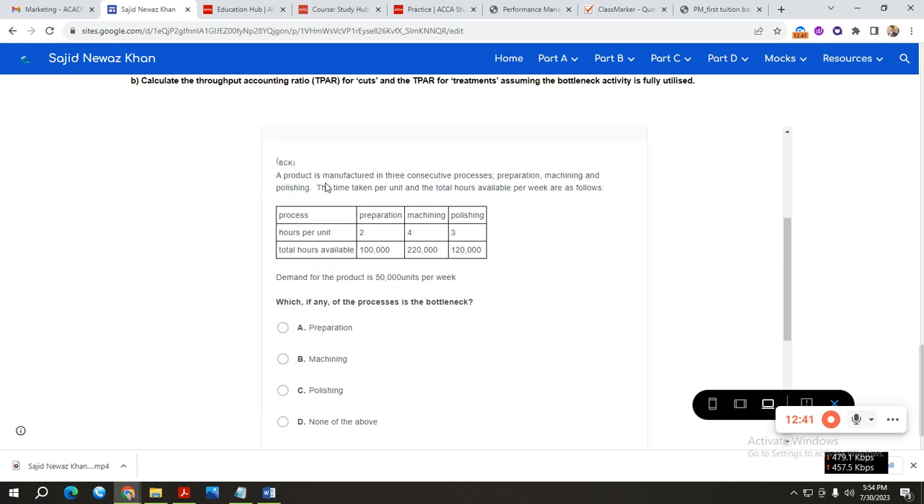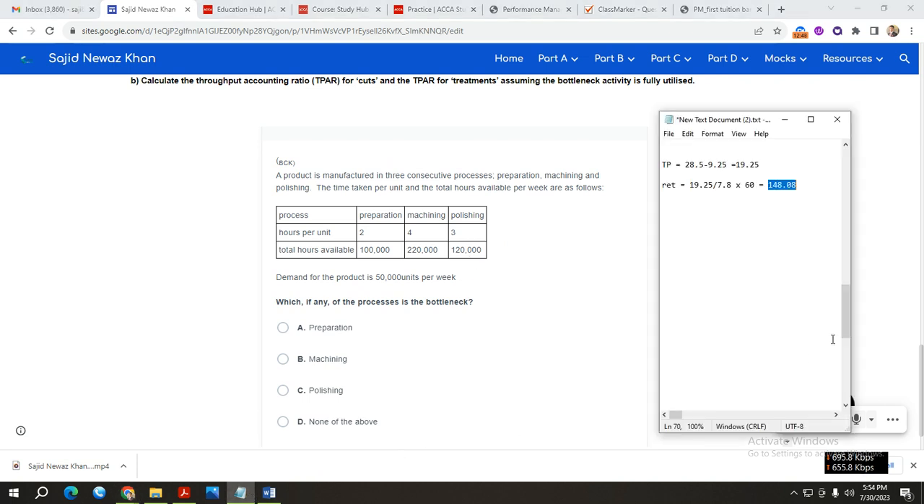Question number 8. Which of the above is a bottleneck? So how do we do this? মনে রাখেন bottleneck is whatever আমার lowest যে বানাতে পারে। So আমরা যদি একটু খেয়াল করি, we have 3: prep, machining, and we have polishing.